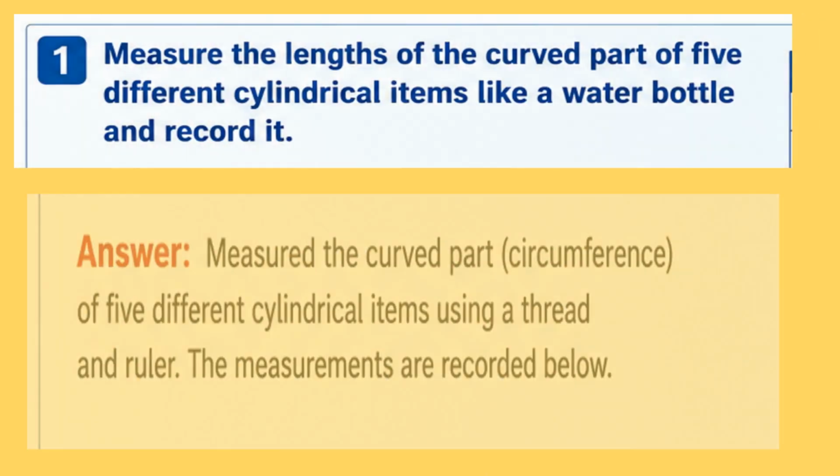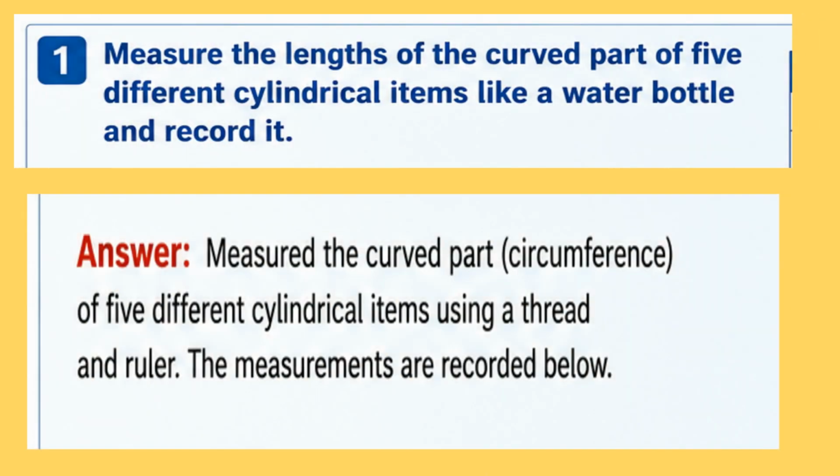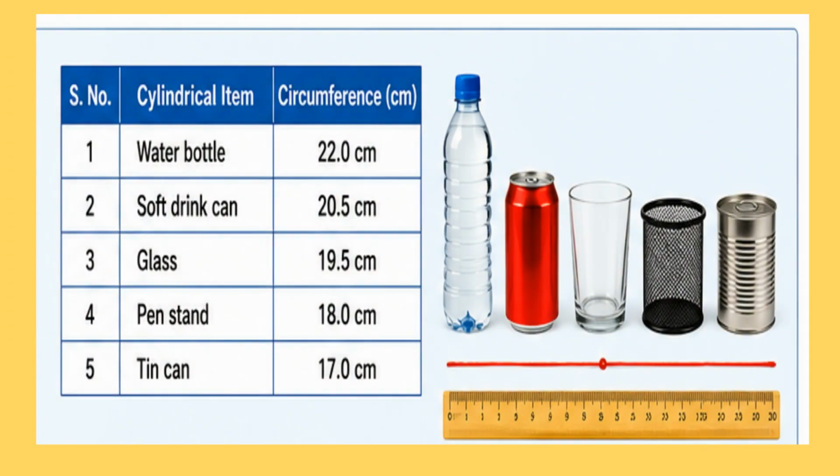For our first activity, we measured the circumference of 5 different cylindrical items using a thread and a ruler. This table displays the recorded results, ranging from a water bottle at 22 centimeters down to a tin can at 17 centimeters.